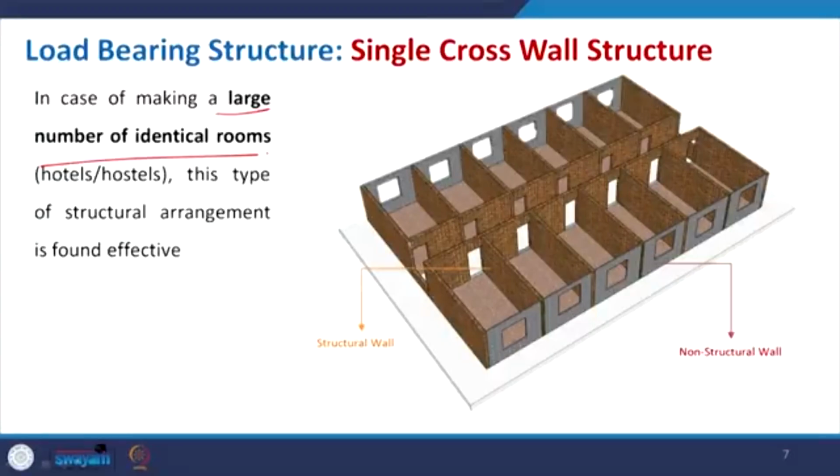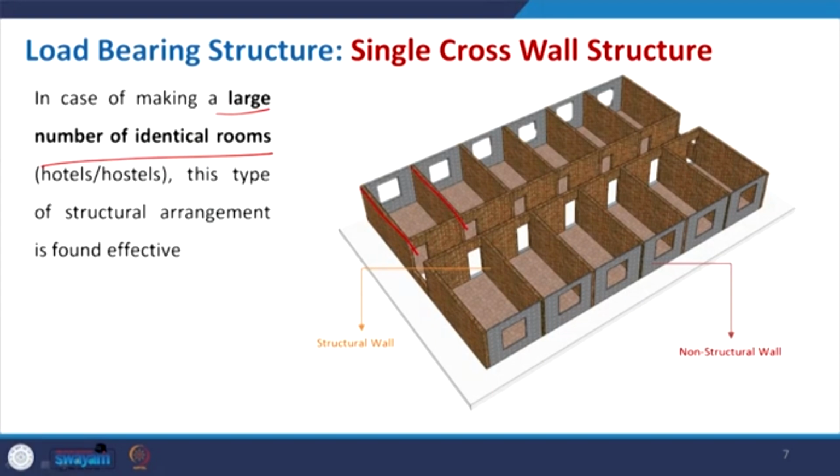Say for example, in this case a large number of identical rooms are to be placed. Say for hotels you get typical rooms placed one after another, and for hostels it is the same. So, in that case we can go for some arrangement. Here you can see the load bearing structure in the brick color, and the other one is a non structural wall. They have lesser thickness, and you can cut the opening.